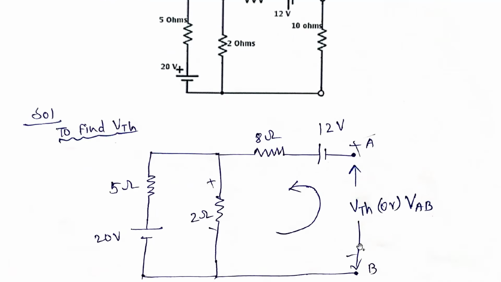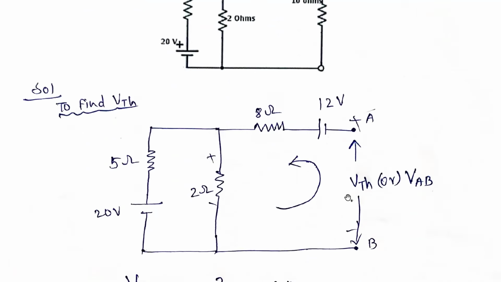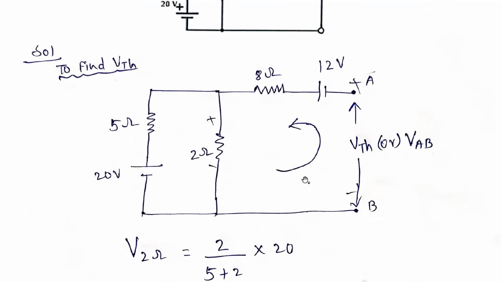So the open circuit voltage, VTH or VAB, we need to calculate. For calculating the open circuit voltage, in this loop the current is zero, because it is open circuited. But here one voltage source is there. Here the majority will make a mistake. They won't consider this loop and will simply solve the problem.